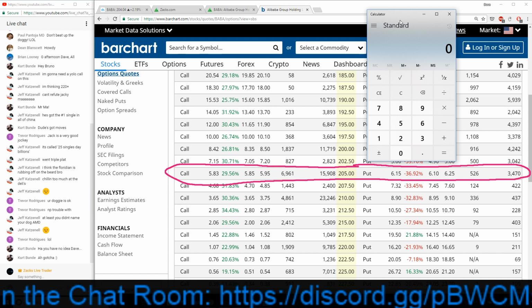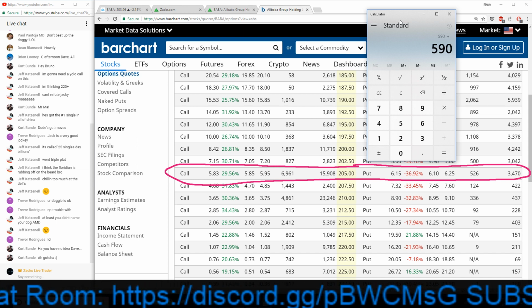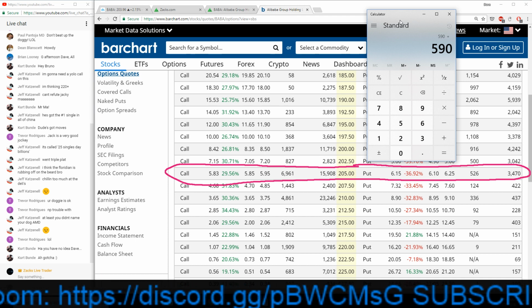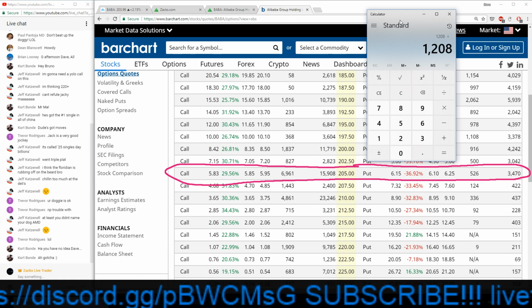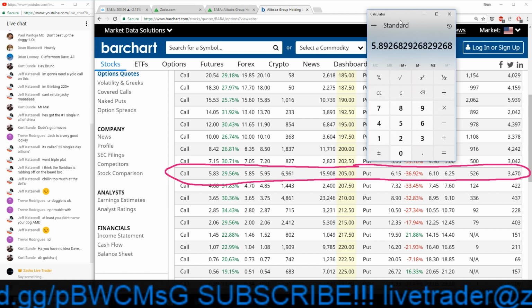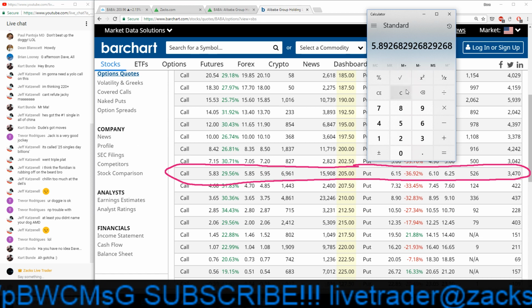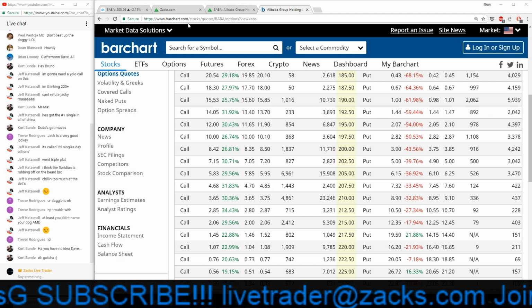So 205 call is going to cost you $5.90. 205 puts, basically 6.18. So they're looking for 12.08 on 205, looking for a little less than a 6% move or a $12 holler coming out of Alibaba. So what does 12 bucks look like if we're looking at the charts?